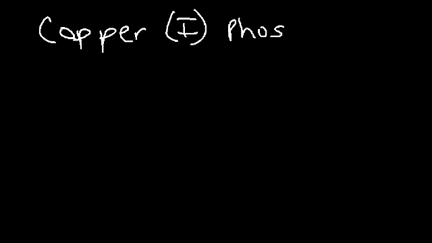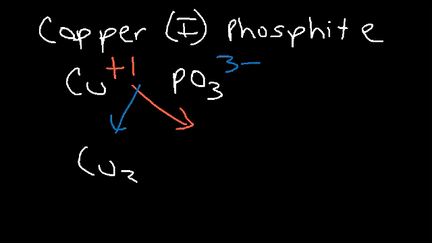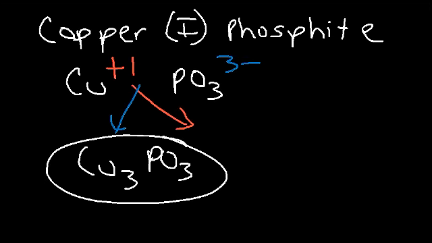Here's another one. Copper(I) phosphide. Try that. So copper has a plus 1 charge. Phosphide is PO3 with a negative 3 charge. So this is going to be Cu3PO3 times 1. Since we have a 1 next to the PO3, we do not need parentheses for this example. So this is the answer. That's copper(I) phosphide.